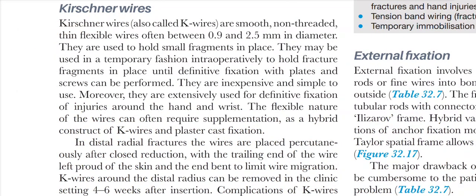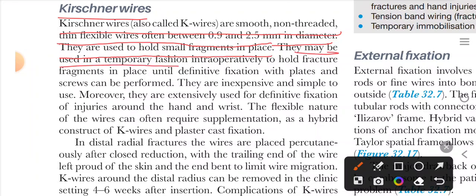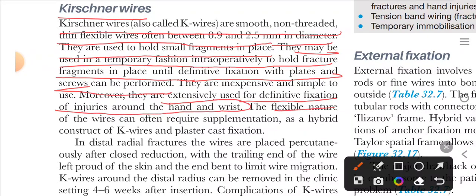Now let's proceed to the next holding method, the K-wires. K-wires are smooth, non-threaded, thin, flexible wires often between 0.9 and 2.5 mm in diameter. They are used to hold small fragments in place, and they may be used in a temporary fashion intraoperatively to hold fracture fragments in place until definitive fixation with plates and screws can be performed. They are used as a definitive fixation tool around wrist and hand due to their flexible nature. Supplementation with POP is often needed.